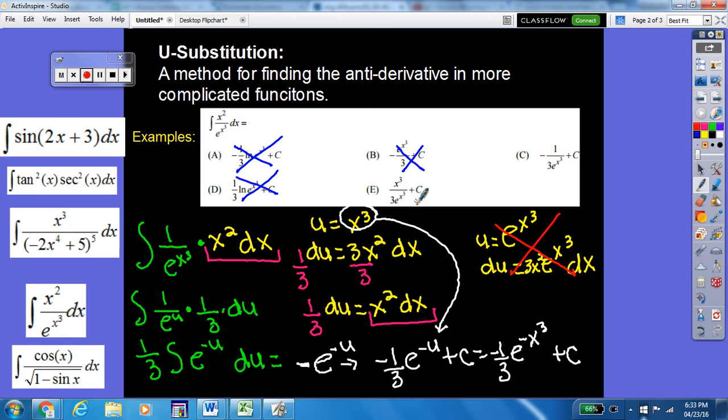So let's see, this one kept an x cubed on top. I don't really have that. And my answer is supposed to be negative, so that's definitely not it. If you notice, all they did here is send that e to the negative x cubed downstairs, which makes it now a positive power. I still have my negative, I still have my 1/3, and I still have my plus c. So in this case, c is the answer.